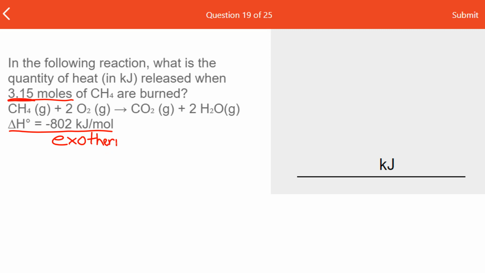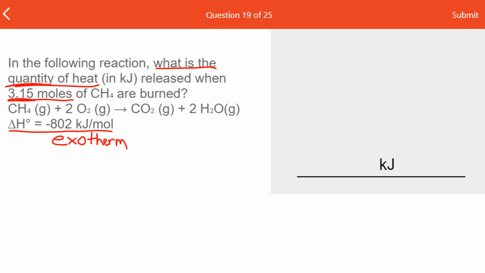All right. Remember, a negative heat is associated with exothermic. Now, we have to be careful in reading these questions to understand what the answer should be. It says, what is the quantity of heat in kilojoules released?